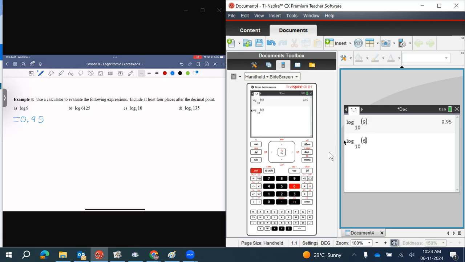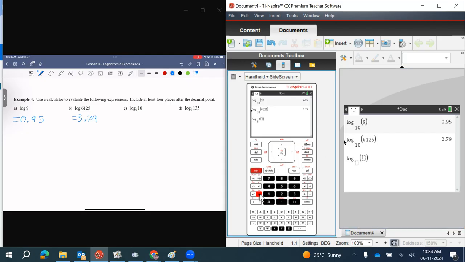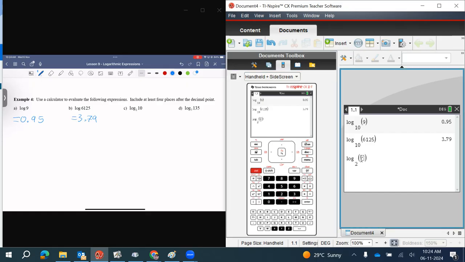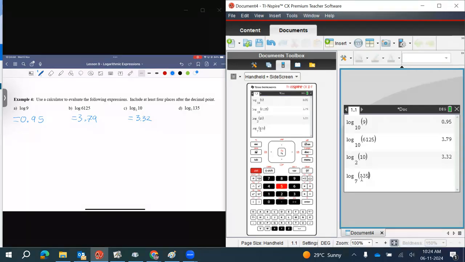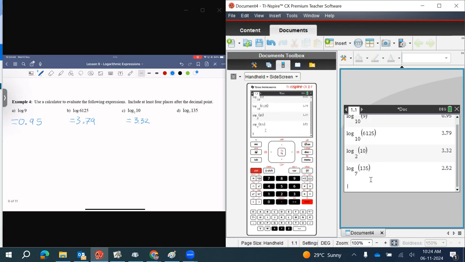Let's try and find the common logarithm of 6,125. We get 3.79. And then the logarithm base 2 of 10 is going to be equal to 3.32. And then lastly, the logarithm in base 7 of 135. We should have got 2.52. Did anyone not get these?